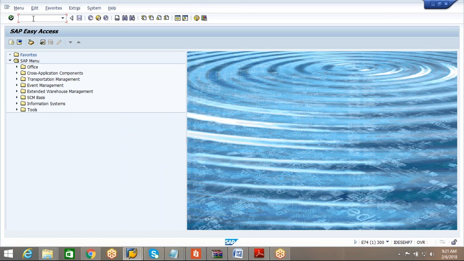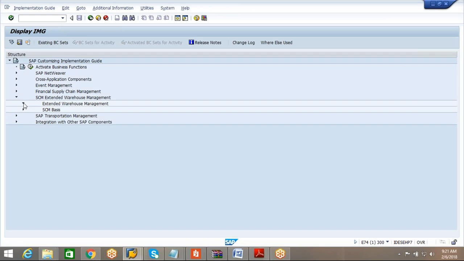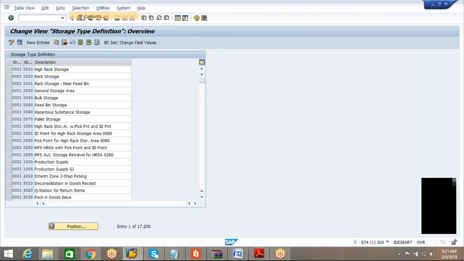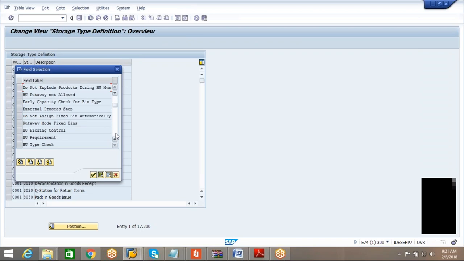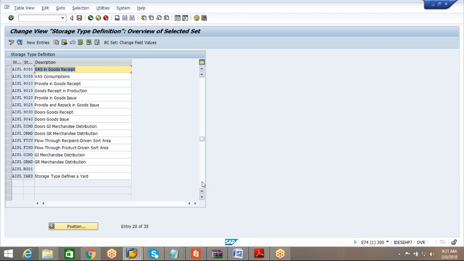Yeah, we are in the IMG setup, SCM Extended Warehouse Management, Extended Warehouse Management, Master Data, Define Storage Type. We are here. Our warehouse is JIPL. I think it is not created yet. Just have a look at the existing ones.